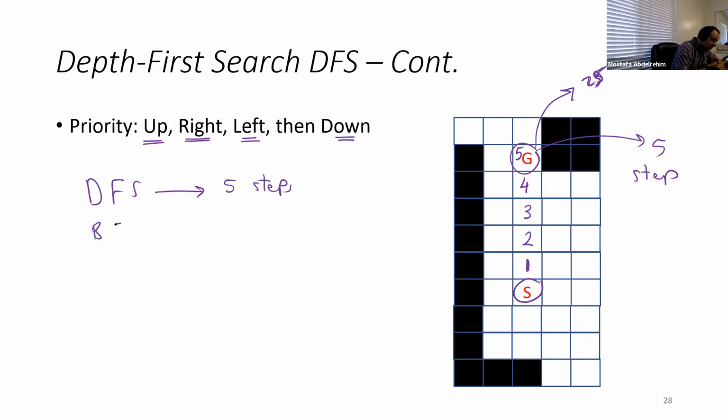So here, depth first search gives us the solution in 5 steps. Breadth first search gave us the solution in 25 steps, 5 times bigger. Does that mean that depth first search is better than breadth first search? No, it's just a coincidence. For other examples, it may be worse, it may be better. They are not comparable to each other. So let's have another example to prove that.